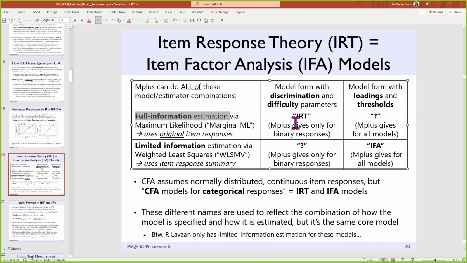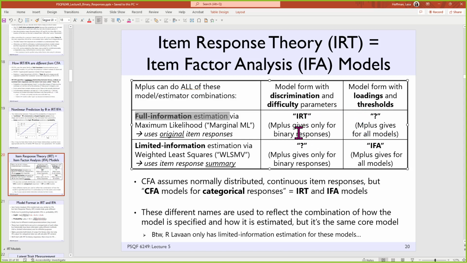And in particular, the models that we're focusing on is the 2-parameter version, where each item has a different A discrimination that says how related it is to the trait, and then each item has a different B location, which gives the amount of theta needed to have a 50-50 probability of a correct response.